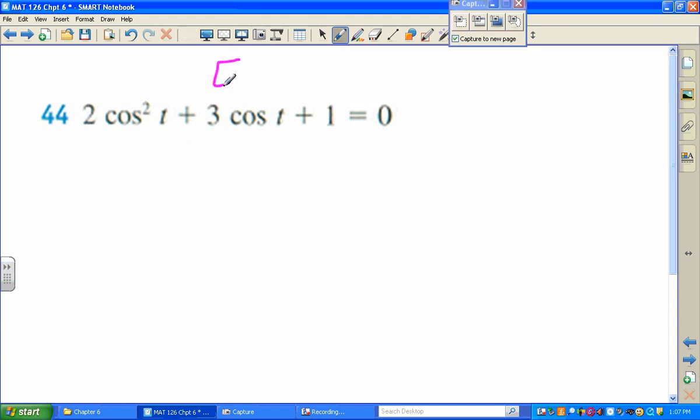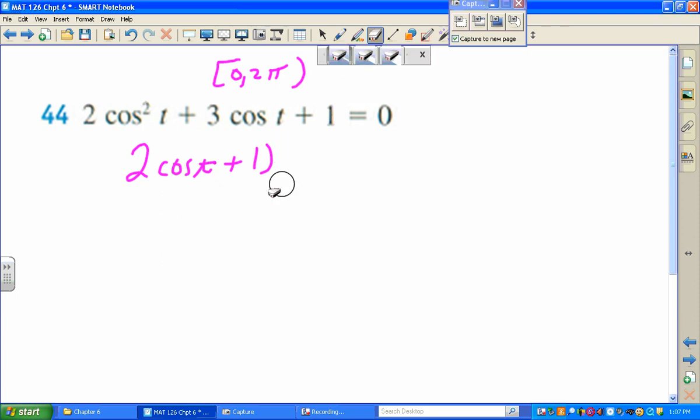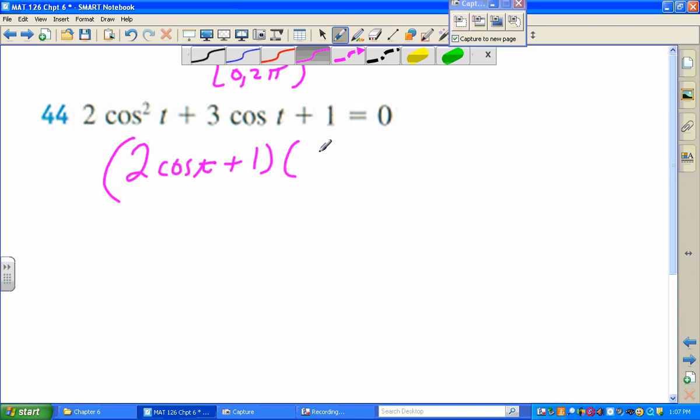Remember, we're going from 0 to 2 pi on our solutions. Well, we did one like this on our homework check. Remember? 2 cosine of t plus 1. Set the factors equal to 0. Don't take factors and multiply them out. You want a factor to set equal to 0. And you have cosine t plus 1 again equals 0.